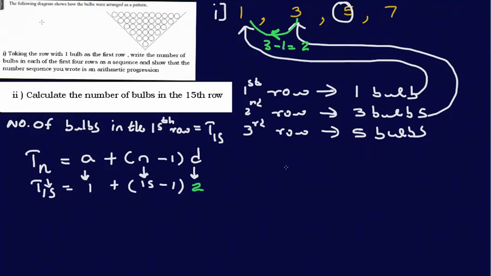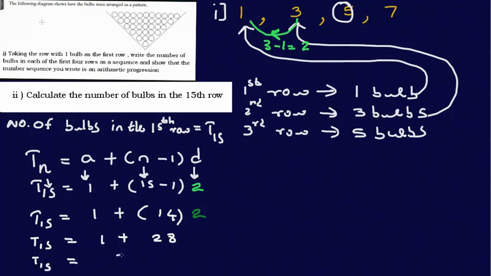All right. So now we got T15 or 15th term equals 1 plus, follow BODMAS, first do what's inside the brackets, 14 times 2. So T15 or the 15th term is equal to 1 plus 14 times 2, which is 28. So T15 or the 15th term is equal to 29.